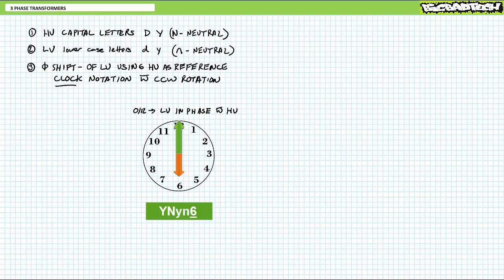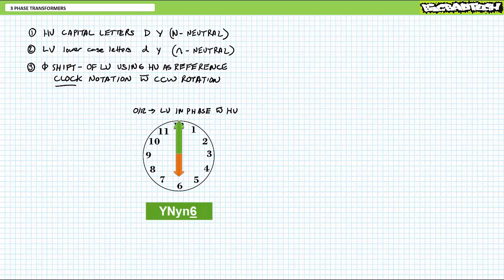Conversely, the high voltage and low voltage sides of the YN/YN6 transformer we examined earlier are totally out of phase with one another, i.e. pointing in two opposite directions. So the high voltage hand points straight up. Again, the high voltage is always the reference. It always appears at the top, whereas the low voltage hand points straight down, as would an old school analog clock indicating 6 o'clock, i.e. the opposite side of the clock from 12.